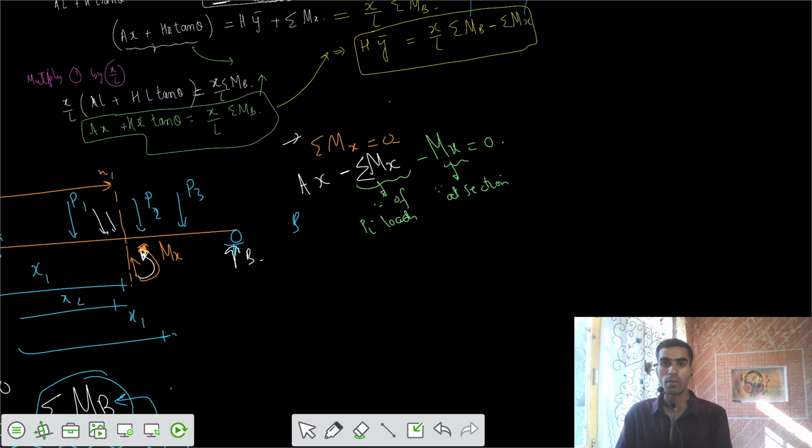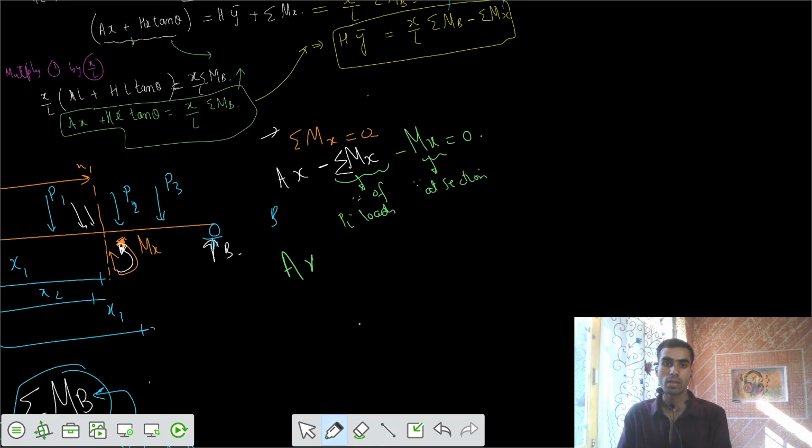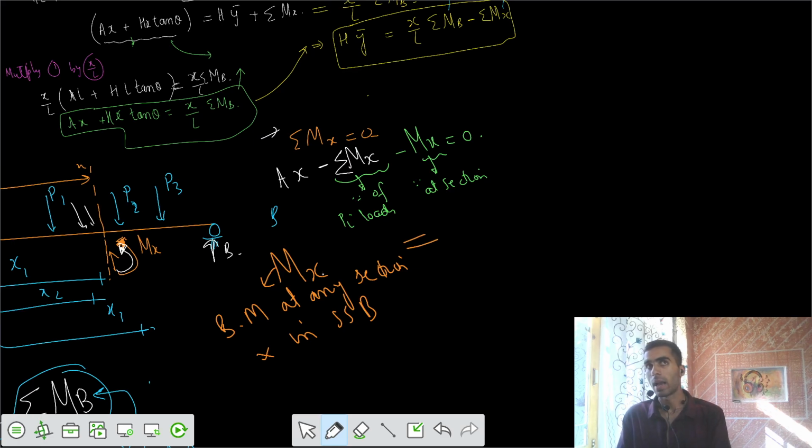So if I now write the value of A into x, that equals Mx plus summation of Mx. Now let's write, what is the bending moment at any x? This is the bending moment at any section x in the simply supported beam. Let's write it in English so that you can understand. Mx is the bending moment at any section x in the simply supported beam, and that equals A times x minus summation of Mx.